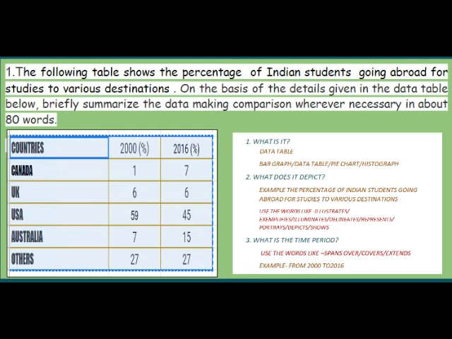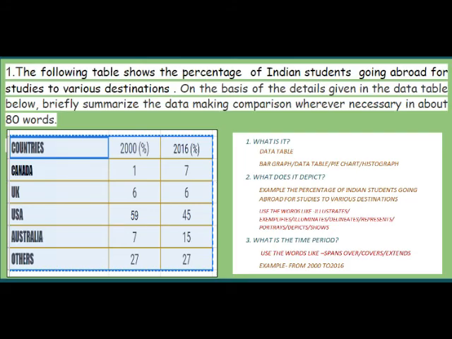So let's take up this example and I'll help you out how to go about writing and comparing this data. So let's take up year 2000, and you can see that in the year 2000 a robust percentage, that is 59%, of students preferred the US as compared to a meager 1% which preferred Canada.